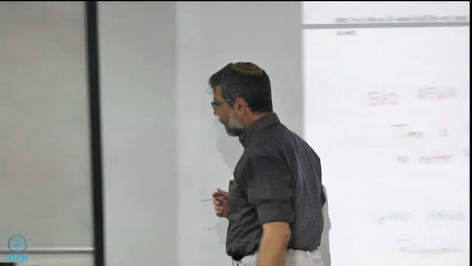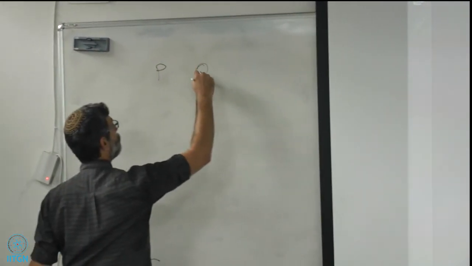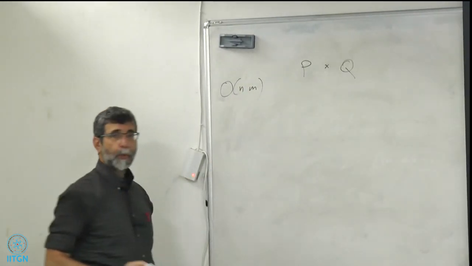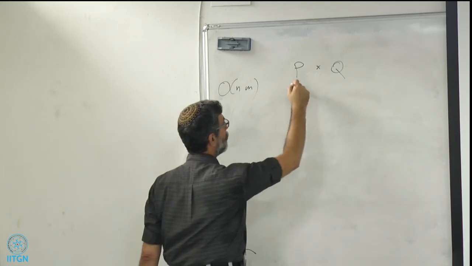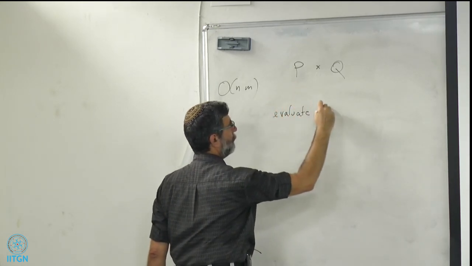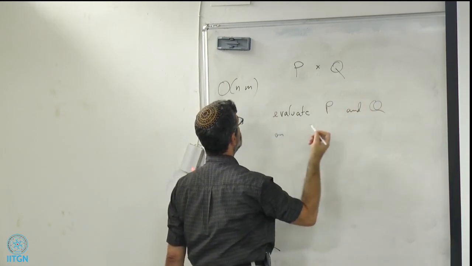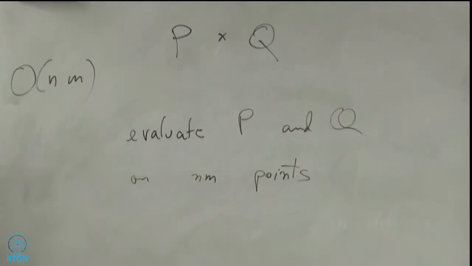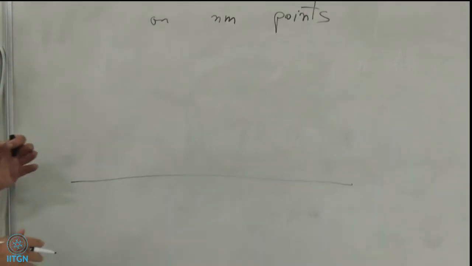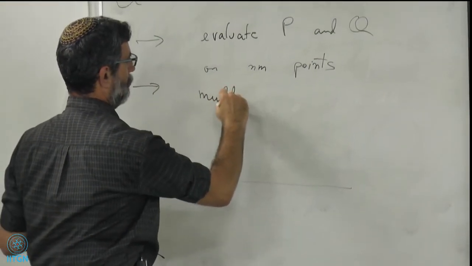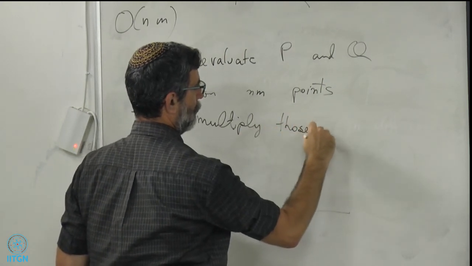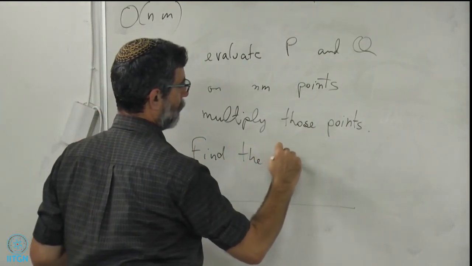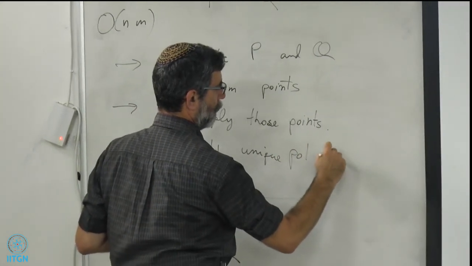So in short, when we have two polynomials, p and q, and we want to multiply them, we could do it in time O of nm like we saw before. But we could do something else. We could say, evaluate P and Q on nm points. So we choose nm points and we evaluate both P and Q. What is their value? Now, multiply those points. And the third thing is find the unique polynomial through those points.